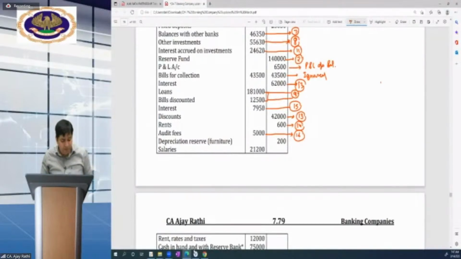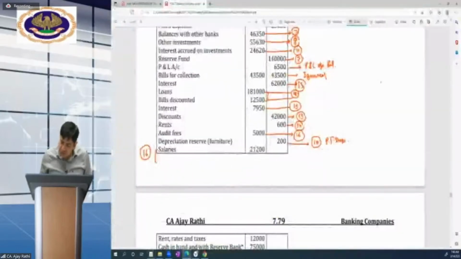Next one, depreciation reserve. Beta, you know, provision for depreciation is there. Yes. On the credit side, depreciation reserve is there. That has to be transferred to schedule number 10. That is fixed assets, provision for depreciation. Next one, salaries expense. Beta, these are operating expenses. These will be transferred to schedule number 16, that is operating expense.